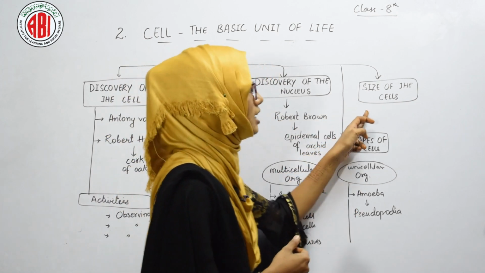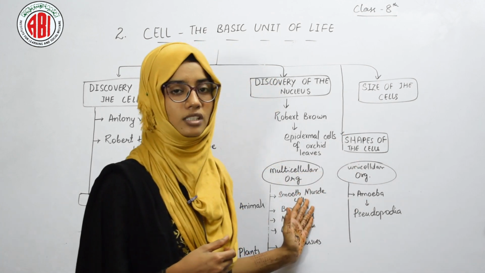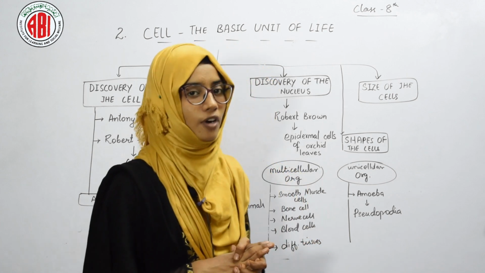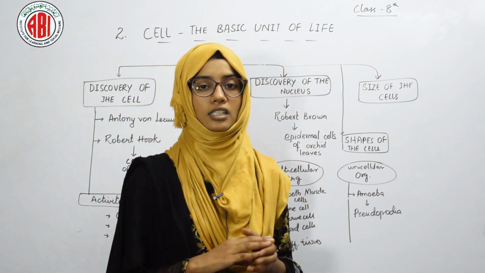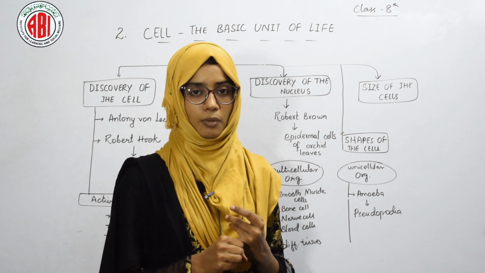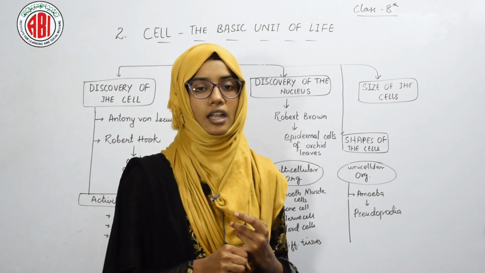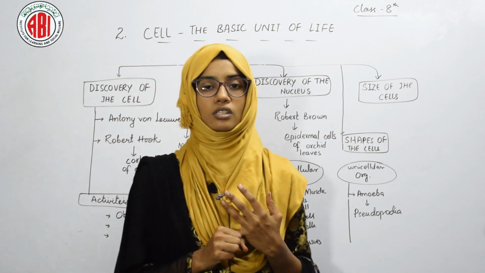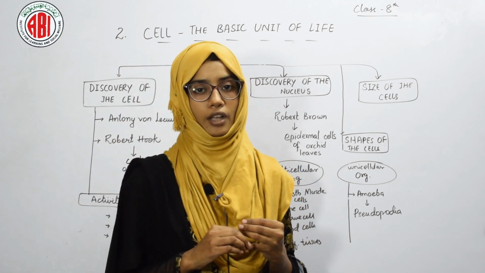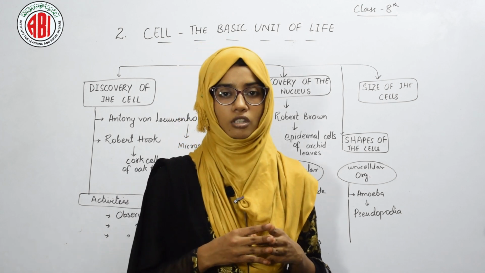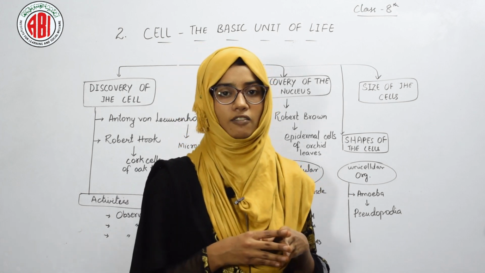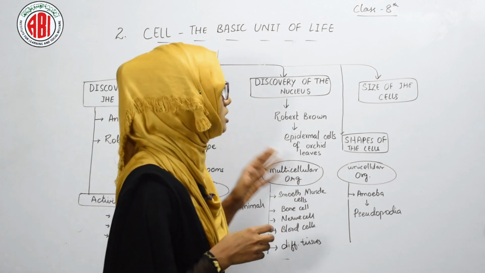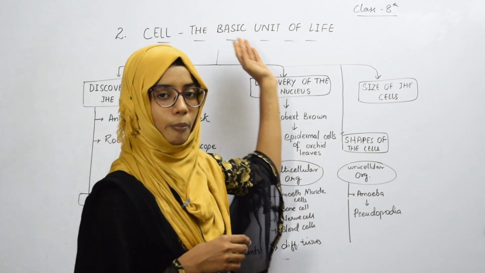And the last one is size of the cells. As the shape of the cells varies, the size of the cells also varies depending upon their functions. We have learned that the smallest known cell is the bacteria, which is measured as 0.1 to 0.5 micrometers, and the biggest known cell is the egg of an ostrich. The egg of an ostrich is the biggest known cell, which is measured as 17 centimeter into 18 centimeter. So this is about the lesson Cell, the basic unit of life.